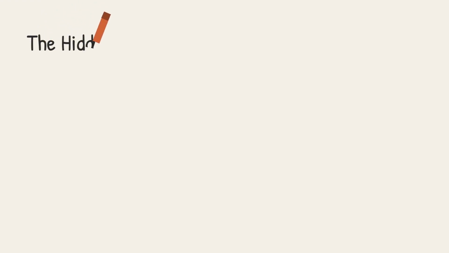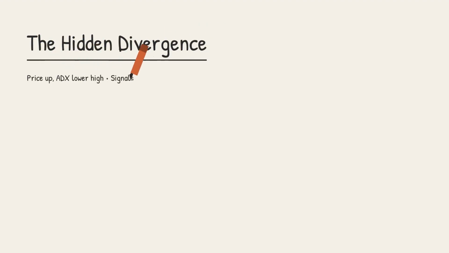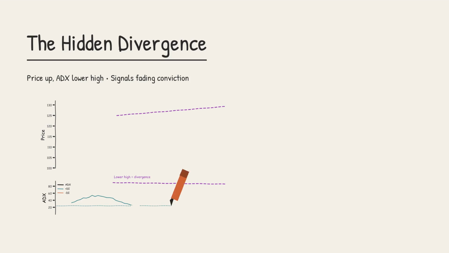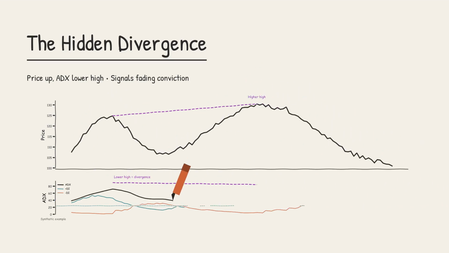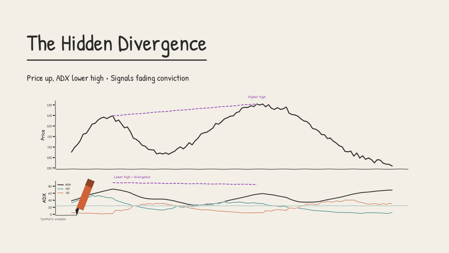ADX rarely shows classical divergence because it isn't directional, but watch this. When price makes a higher high while ADX makes a lower high, the new push lacks the conviction of the previous one. That's a strength divergence, and it often precedes a trend change or a deep retracement worth respecting.